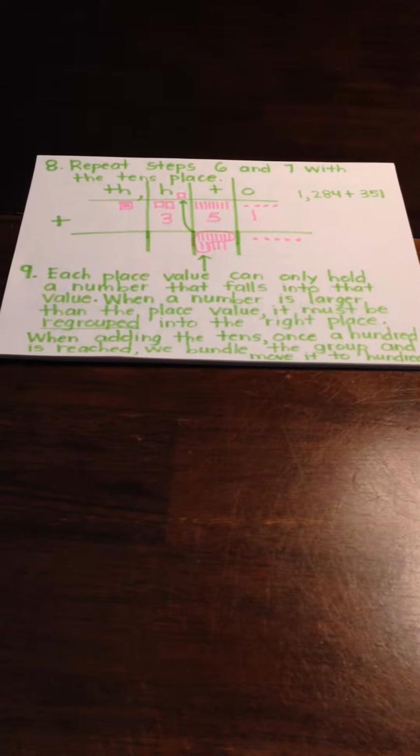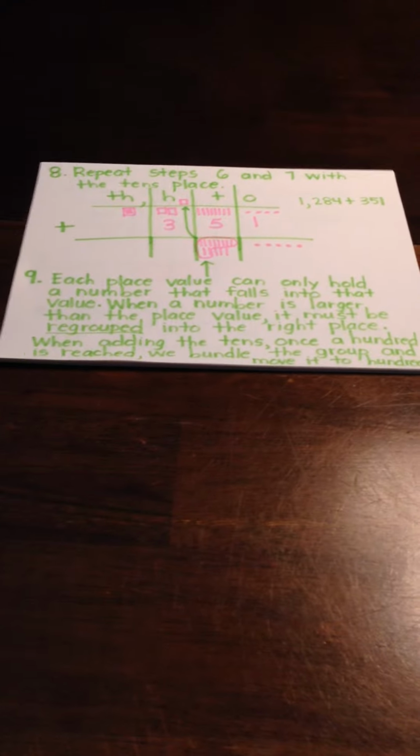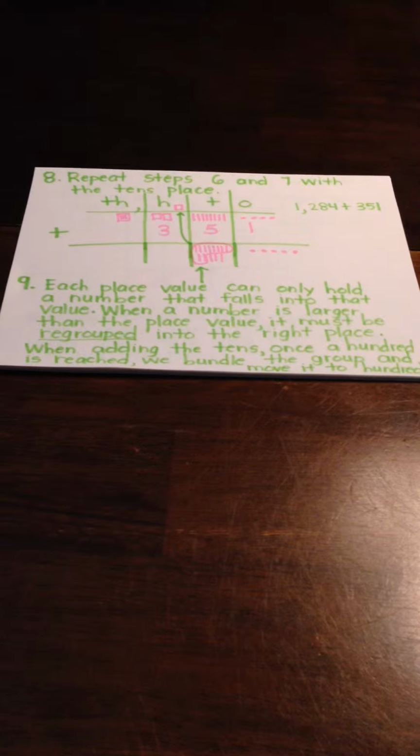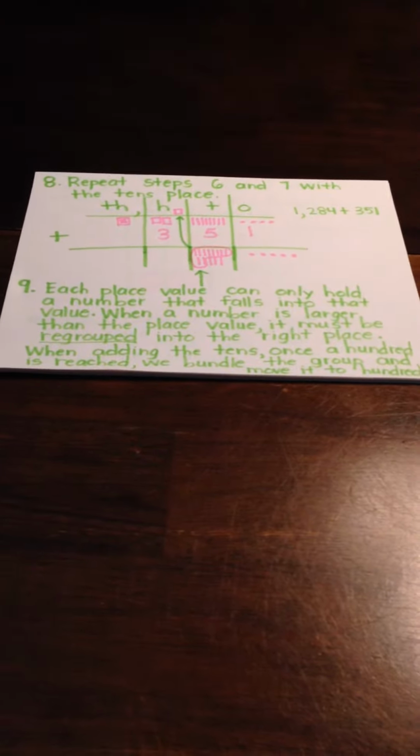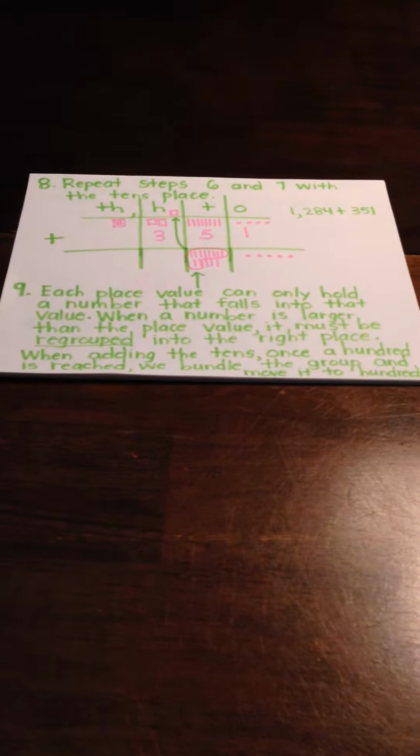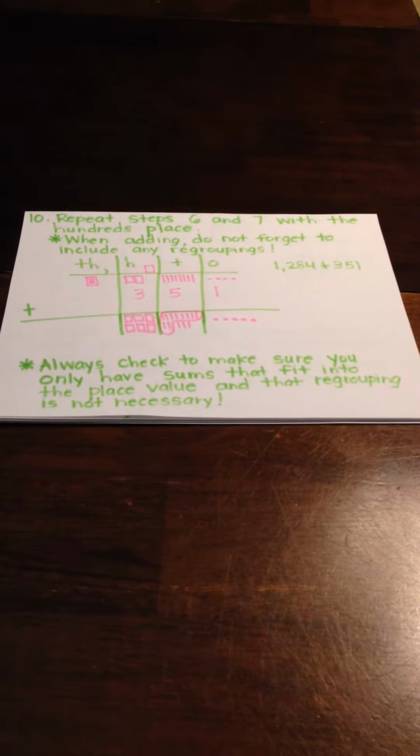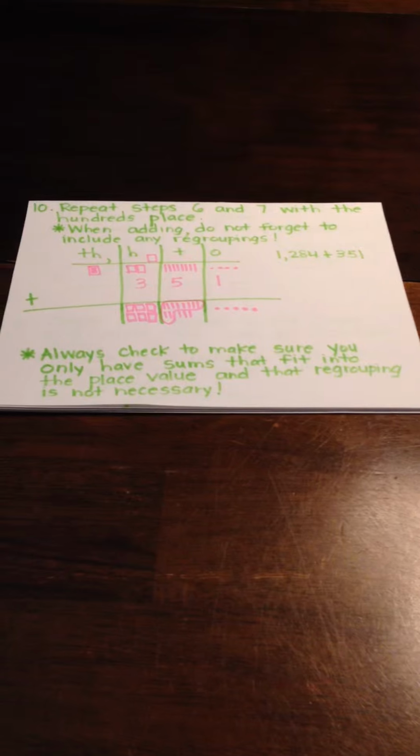I'm going to group those by drawing a circle around them because they need to be moved to the hundreds place. I place my new regrouped 100 in the top of my chart beside the H that we use as a label for the hundreds place. Notice I have 3 sticks or 3 tens still remaining in the tens place. In step 10, I'm going to repeat step 6 and 7 with the hundreds place.